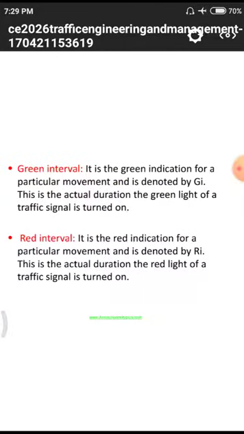Next, we have the green interval. A green interval is a green indication for a particular movement, and it is denoted by G_i. That means green interval. The red interval we will discuss in the next class.